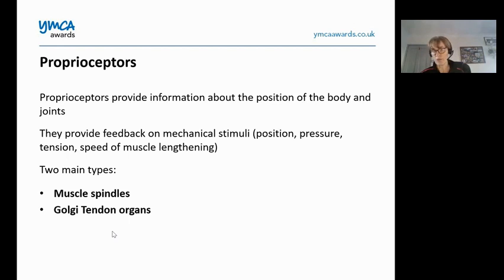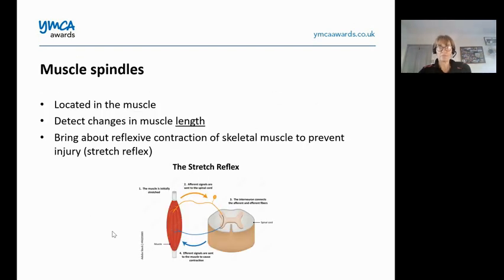And the two types of proprioceptors that you need to know about specifically are our muscle spindles and our Golgi tendon organs. Sometimes you'll see those written just as GTO. So muscle spindles, Golgi tendon organs. So let's have a little look at those and see what we can learn from them.